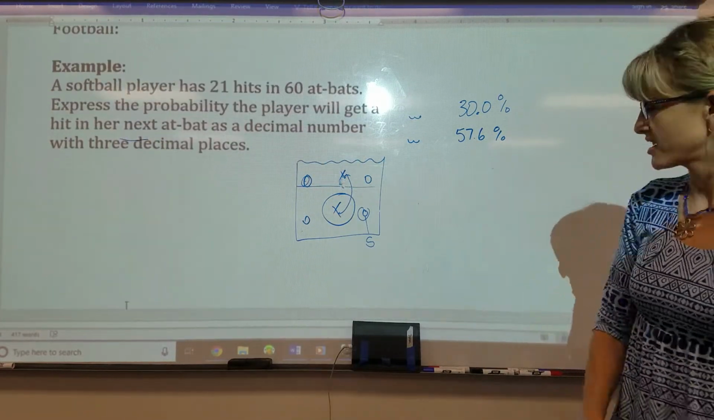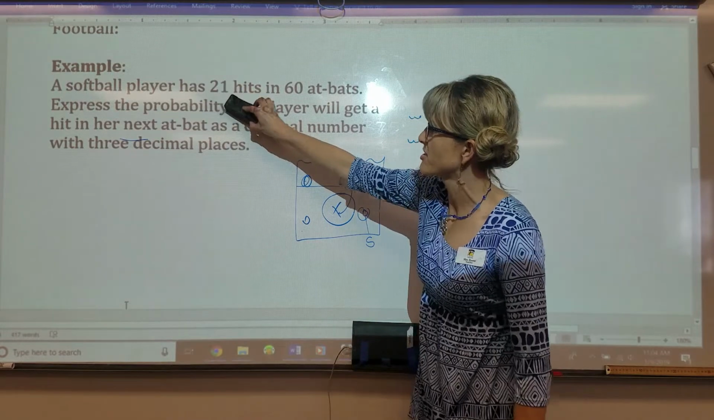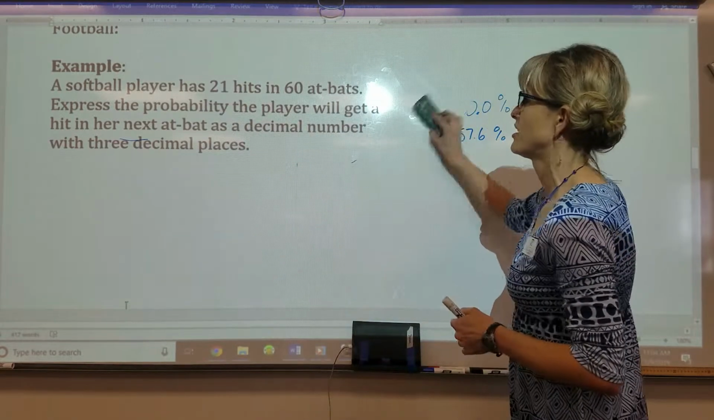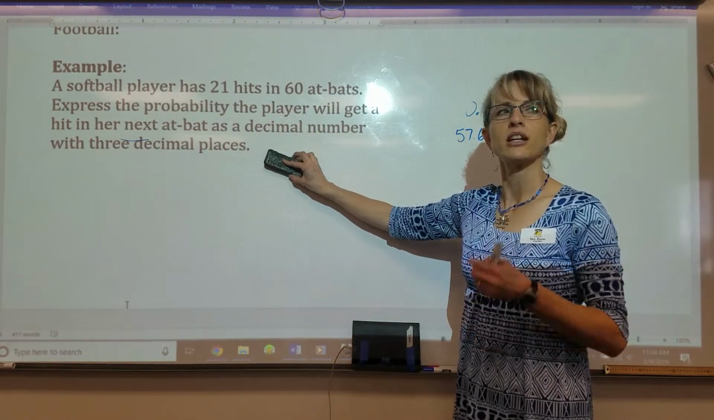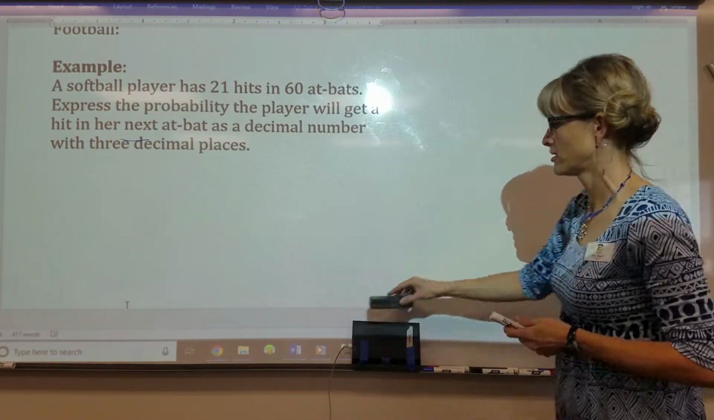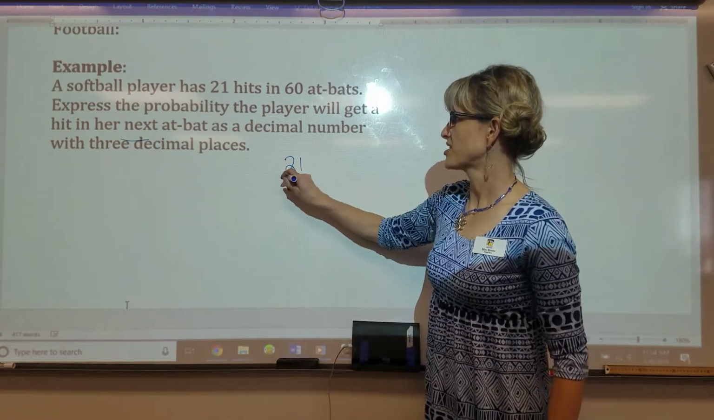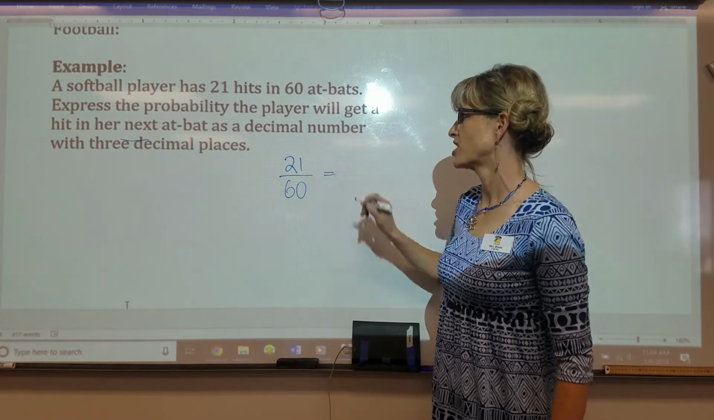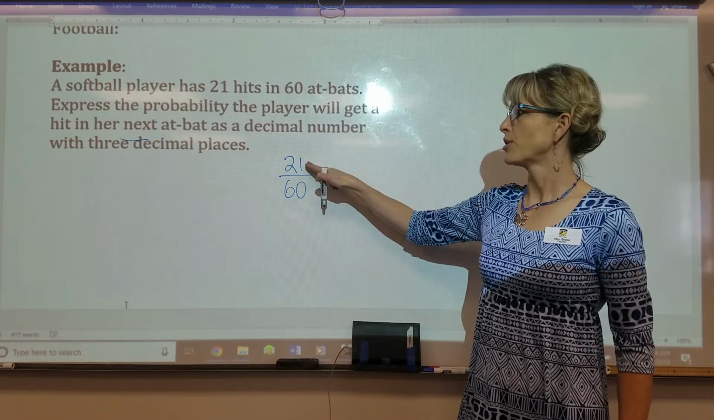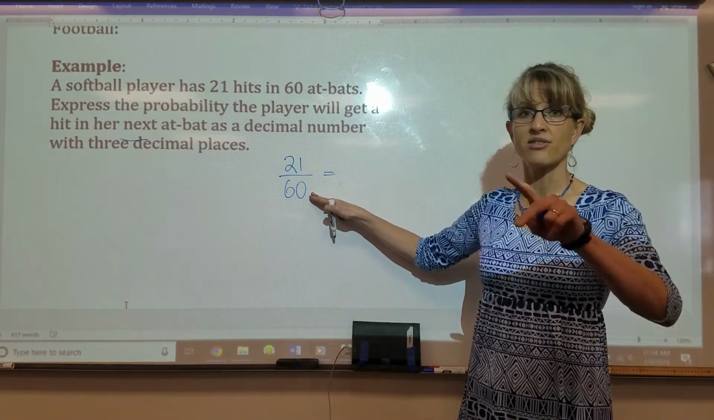All right, so let's look at this case. We've got 21 successful hits in 60 attempts. What's his batting average? I need 3 decimal places. How do we do that? Well, 21 successes out of 60 attempts, we're going to just calculate that right out. 21 divided by 60, and we're going to save time, just type it in.